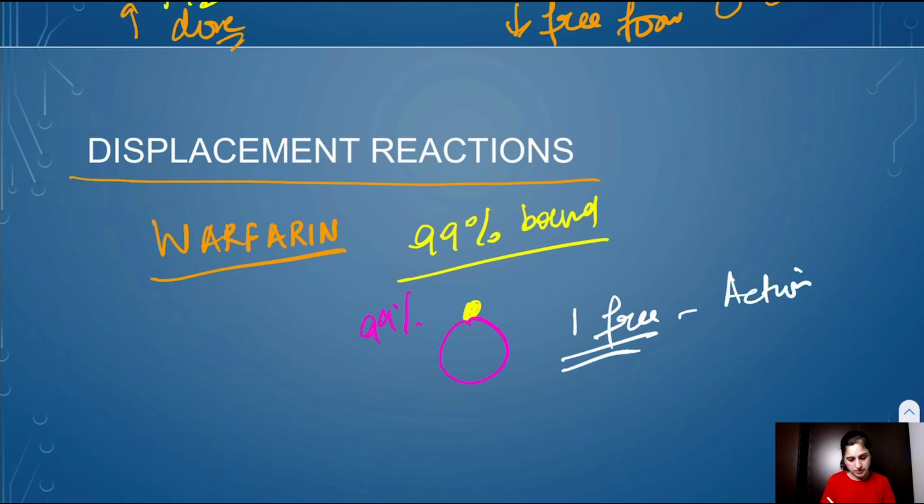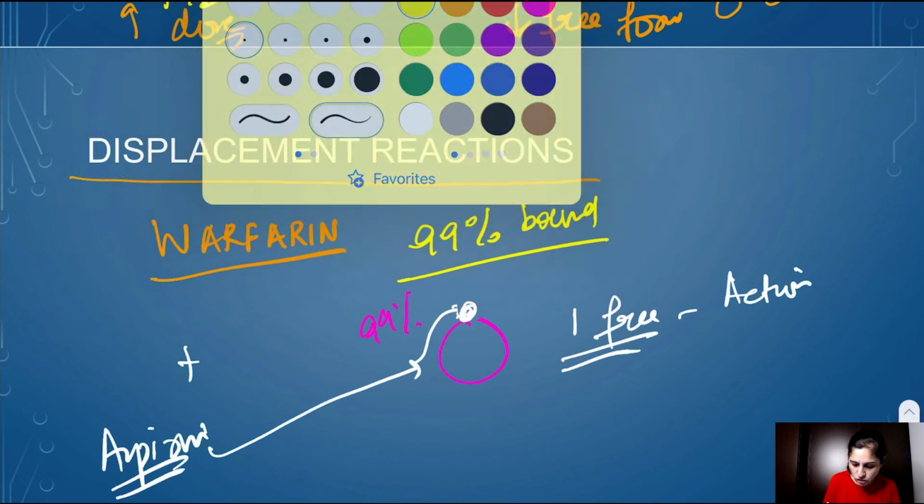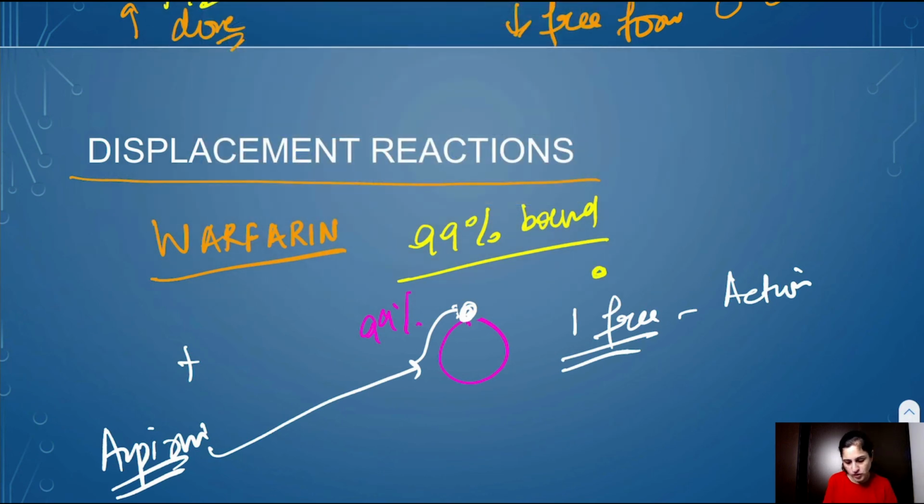Now if you give this drug with another drug, for example salicylate, say aspirin. Aspirin also has an affinity for this particular plasma protein. What it will do is try to displace warfarin from here. So what happened? Aspirin itself attached here, and the warfarin that was earlier single, which was doing this action, is now double. Because of this displacement reaction, now there are 2 free molecules here. So here there was 1, here there are 2, so the action is 2 times.